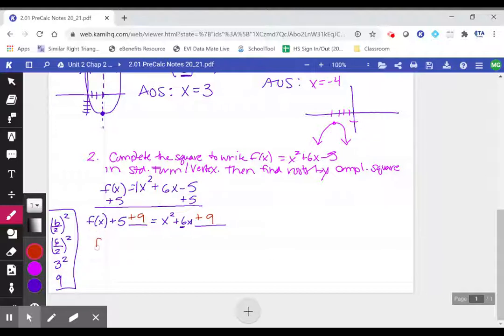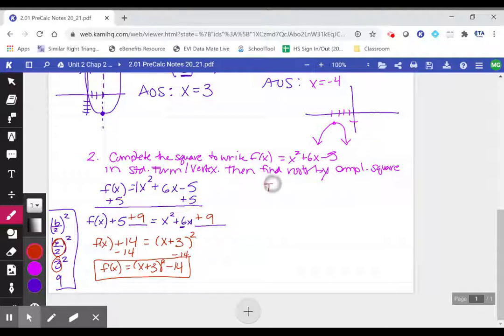All right, now we're going to combine our like terms over here on the left side. So 5 and 9 give me 14. For some reason I wrote an equal sign there. And then on the right side, I want to write it as a perfect squared binomial. So that's going to be x plus whatever b/2 was before you squared it. So +3 quantity squared. And then to get into vertex form, I just want to get it equal to y, so I'm going to subtract 14 from both sides. F of x equals x plus 3 quantity squared minus 14. And that's our vertex form.